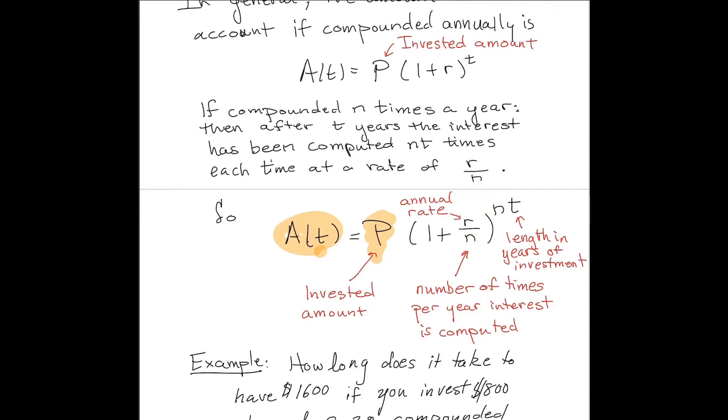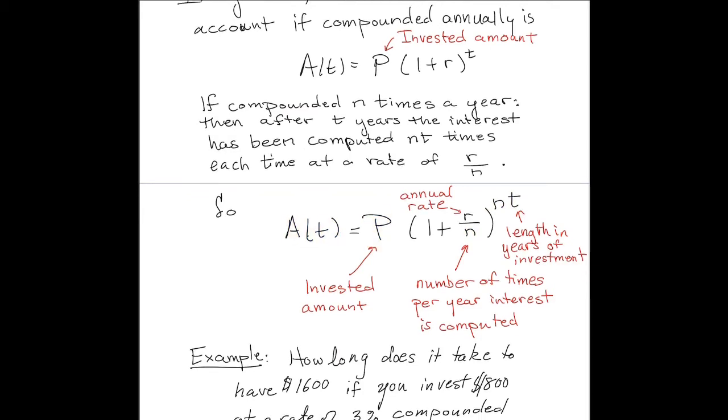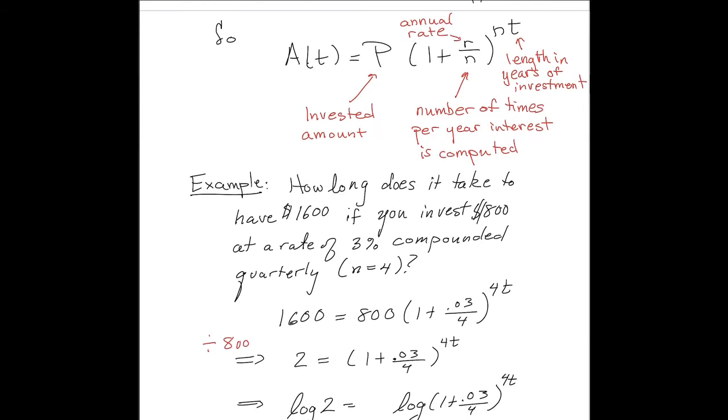Okay, I'd like to do an example. Here's a question. How long does it take to have $1,600 if you invest $800 at a rate of 3% compounding quarterly, n equals 4? So let's identify things. This is r if we convert it to a decimal. We're compounding quarterly, which means n equals 4. We're compounding 4 times a year.